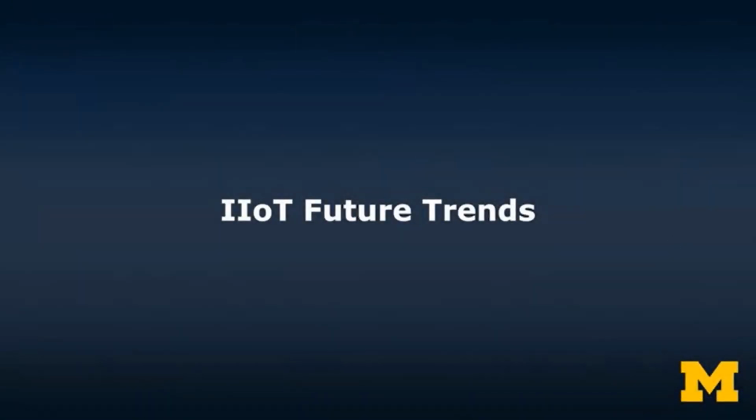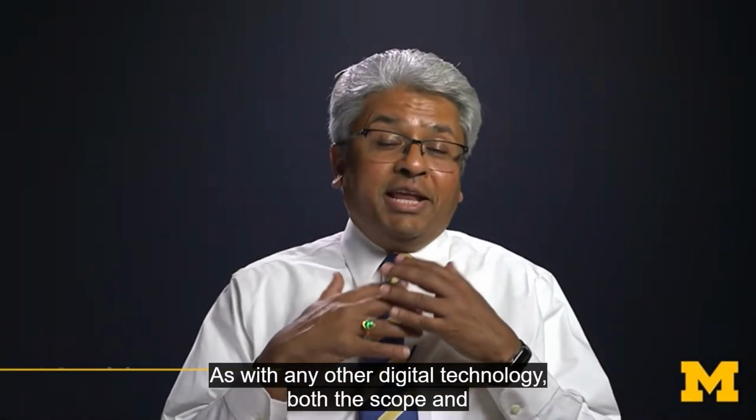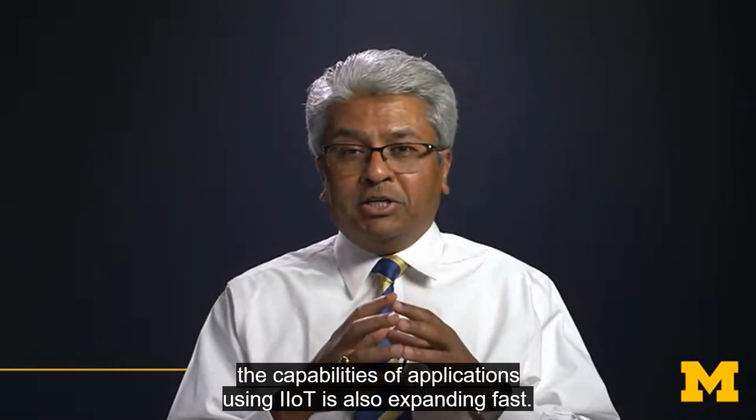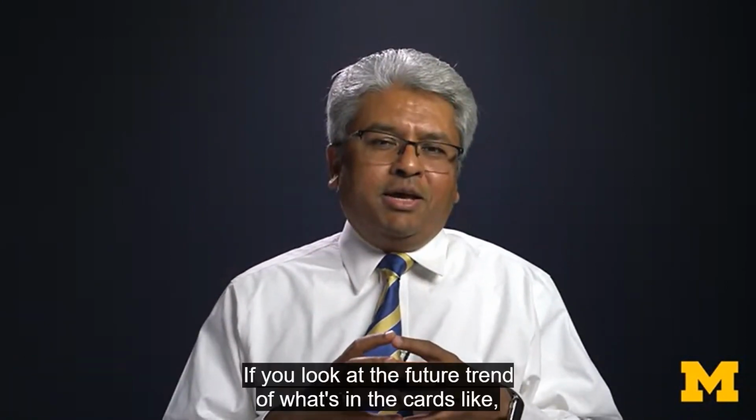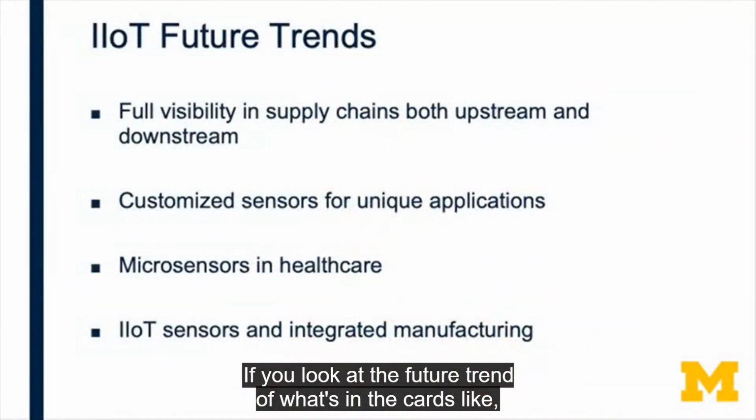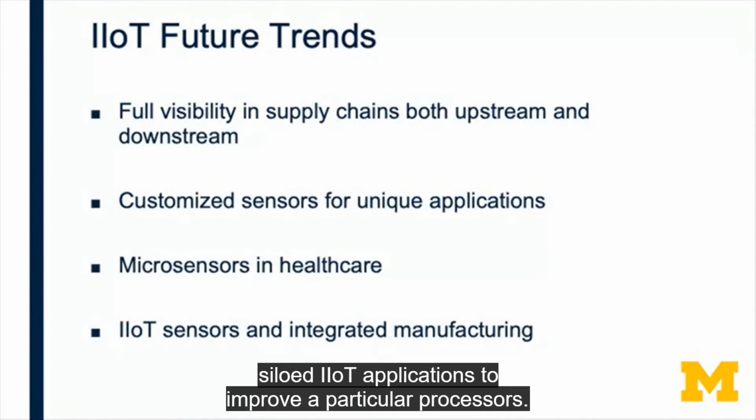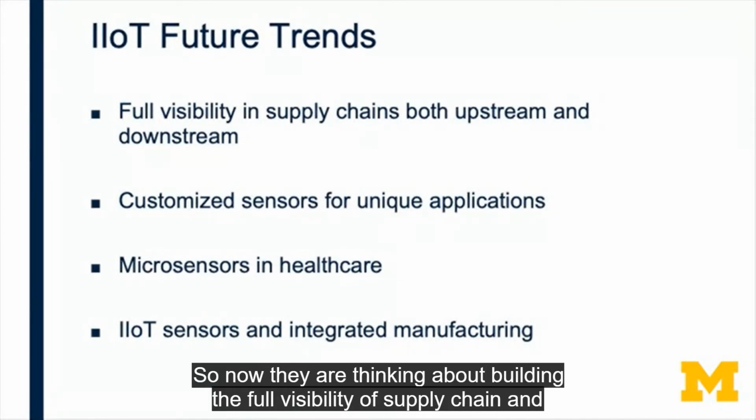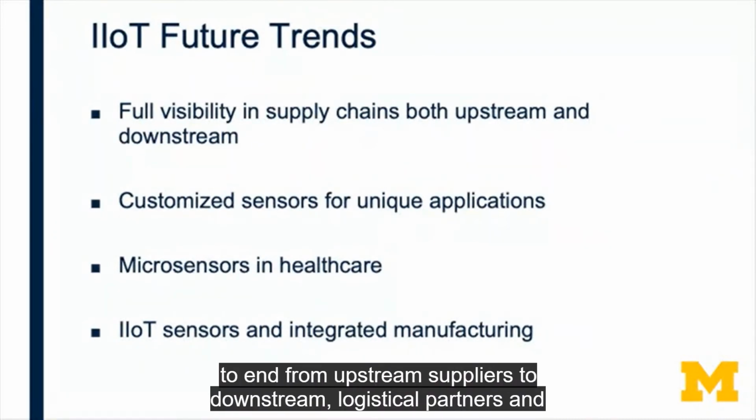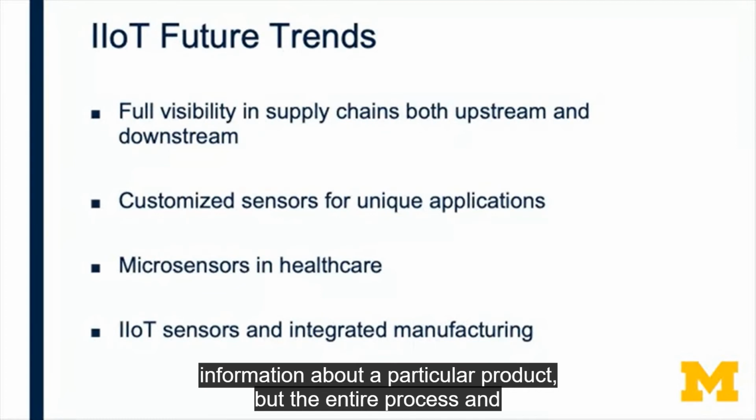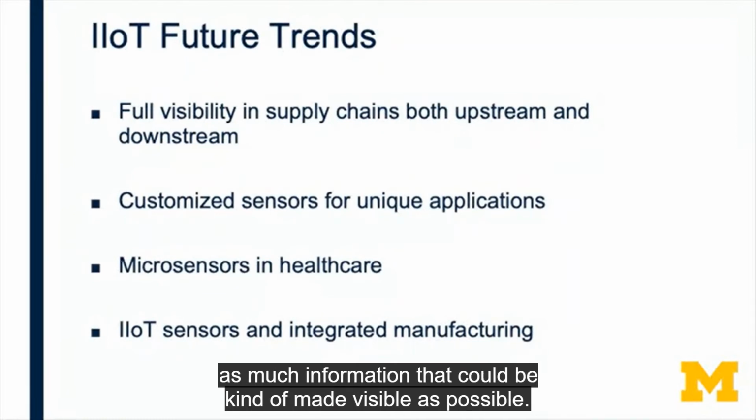As with any other digital technology, both the scope and the capabilities of applications using IIoT are expanding fast. If you look at the future trend of what's in the cards, companies are now beginning to emerge out of simple siloed IoT applications that improve a particular process. Now they are thinking about building full visibility of the supply chain end to end, from upstream suppliers to downstream logistical partners and customers, so that they are not just looking at information about a particular product, but the entire process and as much information as could be made visible. So that's one trend that we see.